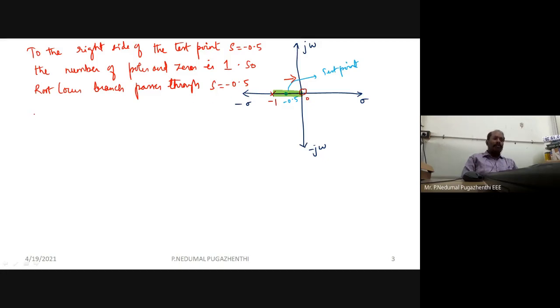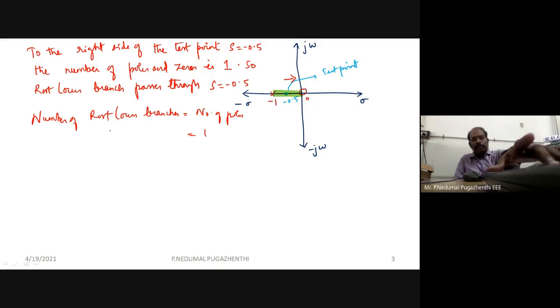So the number of root locus branches will be equal to the number of poles, which is equal to 1 here. So only one root locus branch will be there, which starts from s is equal to minus 1 and tries to reach the finite zero at s is equal to 0.